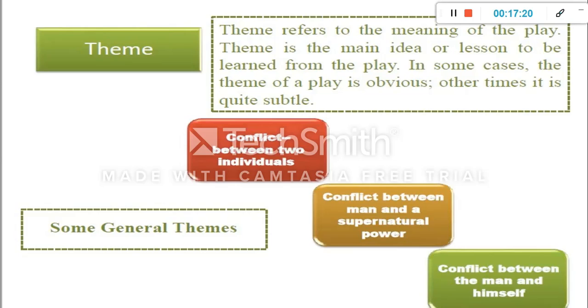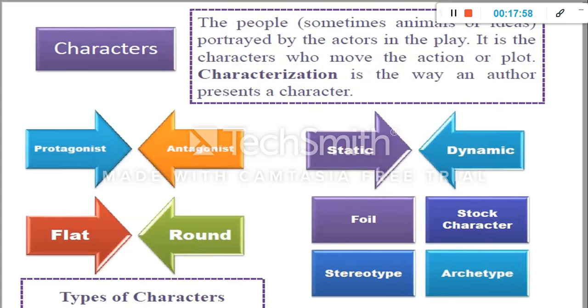Themes are sometimes quite obvious. They are quite clear, and every type of audience or reader can understand the theme or get the idea or the message. But in other cases, it is not as obvious or clear, and it is complicated or needs interpretation. The third element after the plot and the theme is characters.